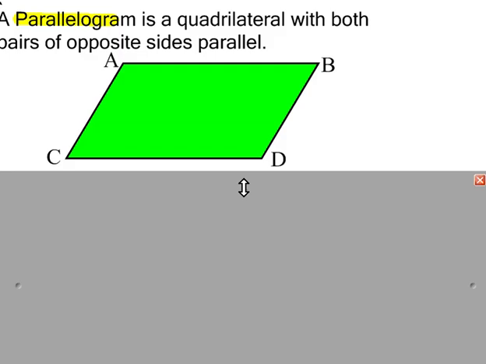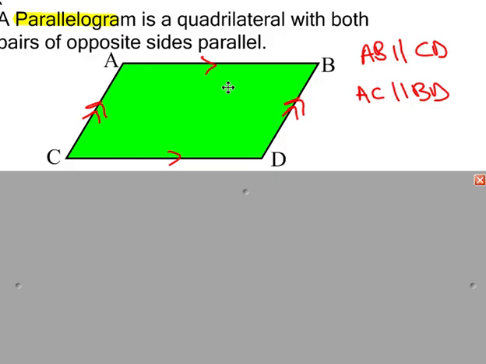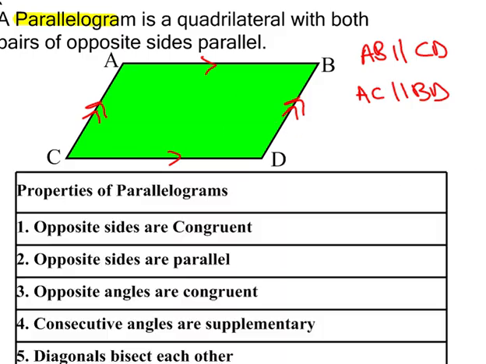So here's an example of a parallelogram. The opposite sides are parallel. So side AB is parallel to side CD. So this is parallel to this. Side AC is parallel to side BD. So this line is parallel to this line. So these are parallel, these are parallel. And there are 5 properties that you need to know for parallelograms.